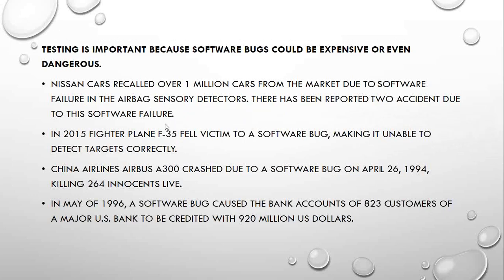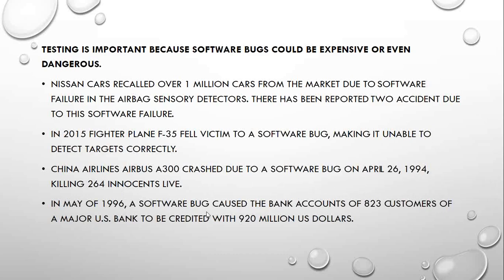So that's why, before the production of any product, if you do not identify the bugs, it will be very problematic. And in 2005, the F-35 fighter aircraft had a software bug making it unable to detect targets correctly. Again there was a problem. China Airlines A300 crashed due to a software bug on April 6, 1994, killing 264 innocent lives.